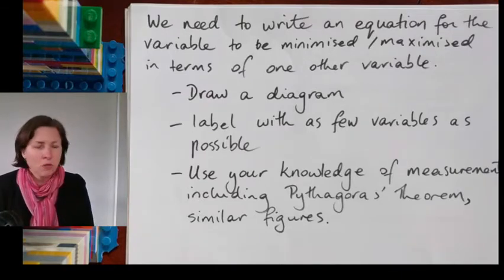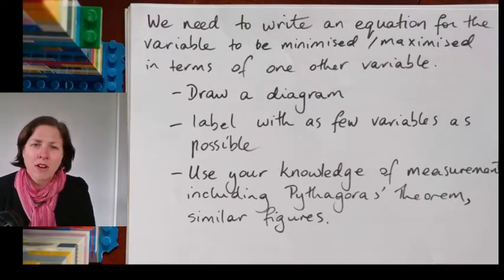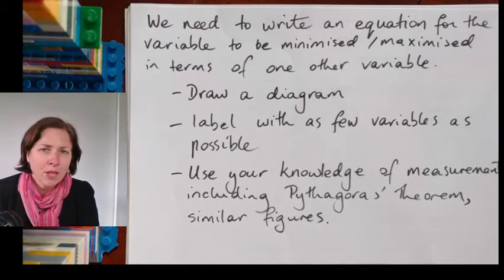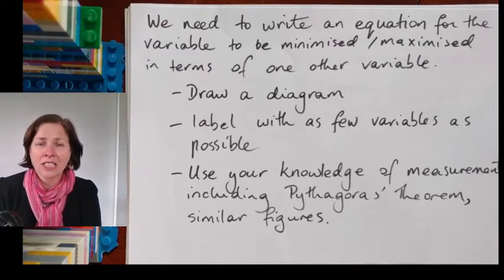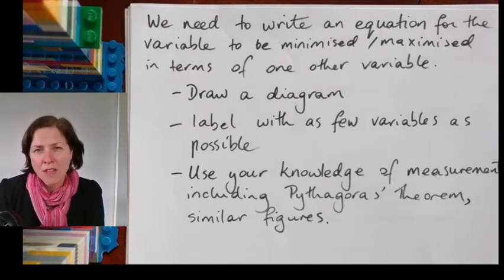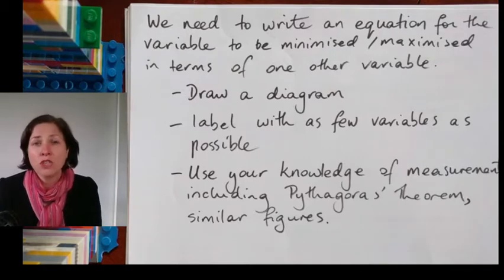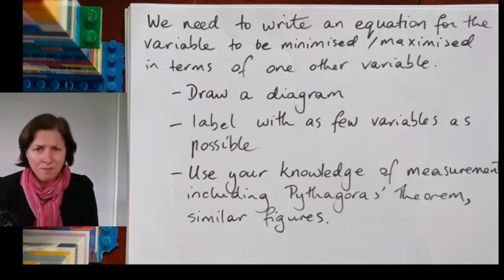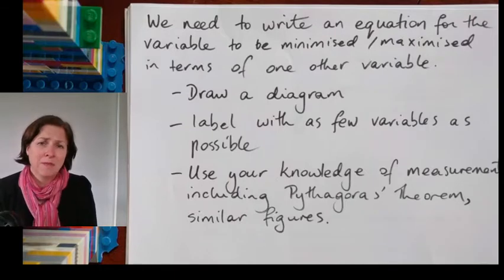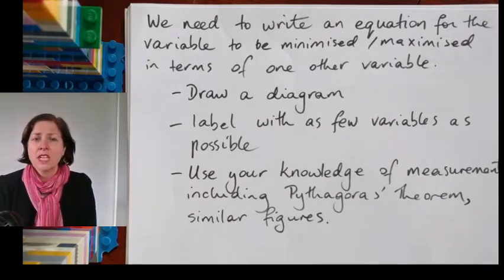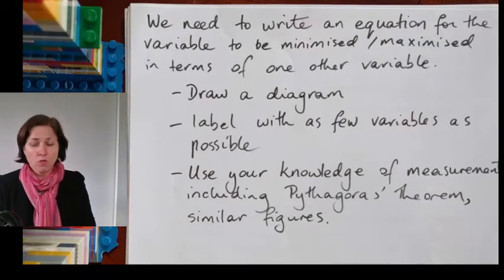So what we need to do in order to do that is, first of all, draw a diagram, and then label it with as few variables as possible. In the example I just described, we'll have a height as well as a radius, but there might be some other information in the question that lets us write the height in terms of the radius. Then we need to use any knowledge of measurement that we have. This includes Pythagoras' theorem and similar figures in order to try and connect different variables. So we draw our diagram, we label it, and from that we want to write an equation.